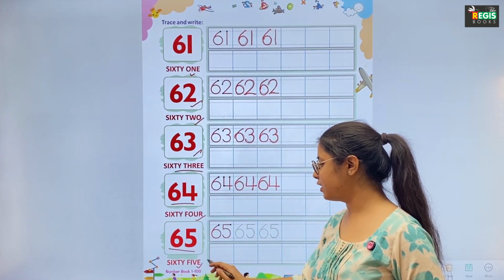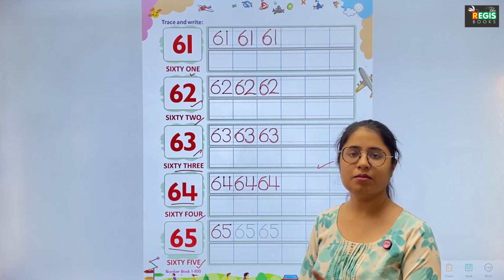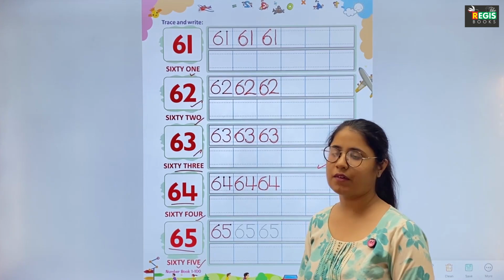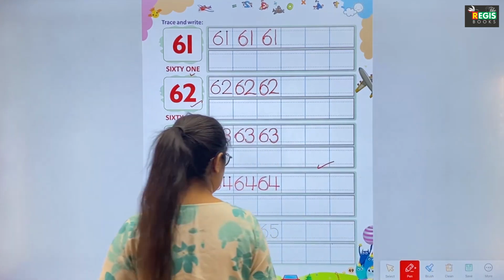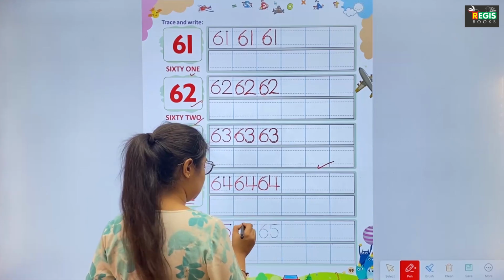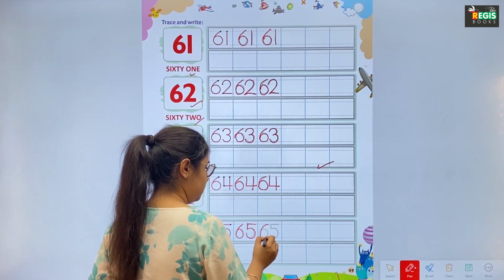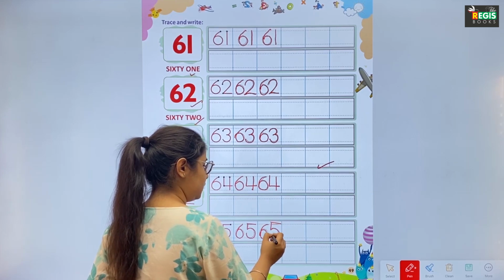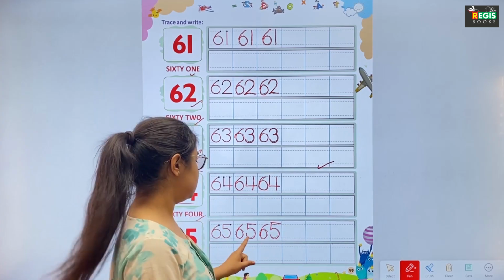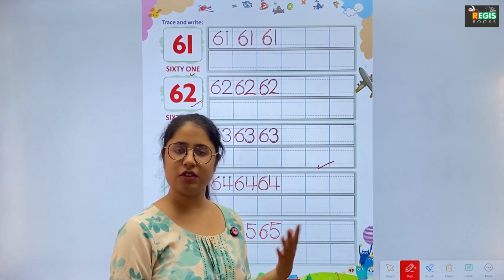6, 5, 65. We write the number 65 by writing 6 and 5 together. Trace with me. 6, 5, 65. And write the number 65 in the rest of the boxes to practice it.